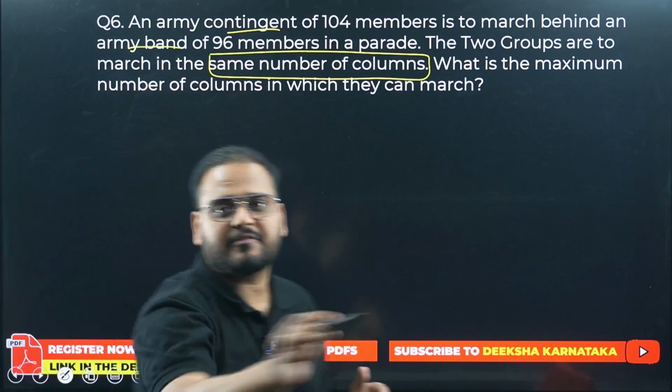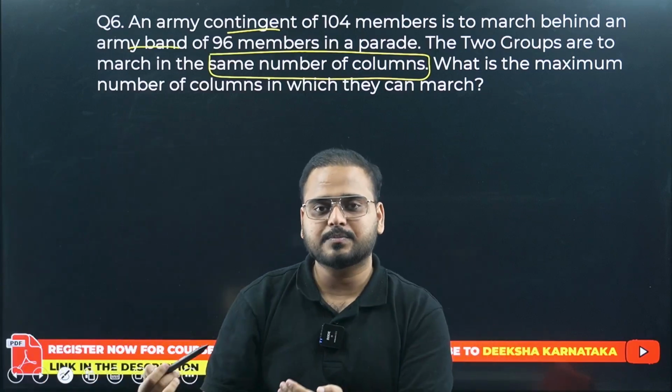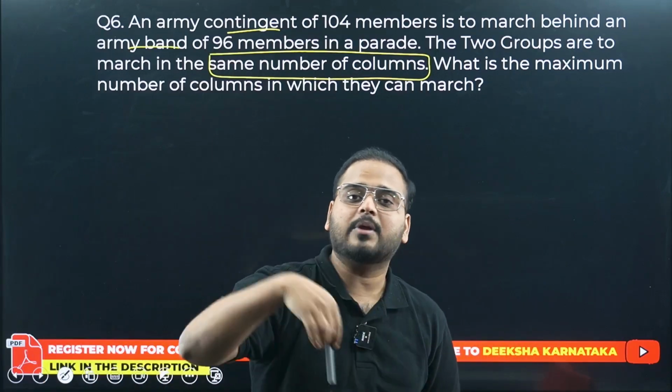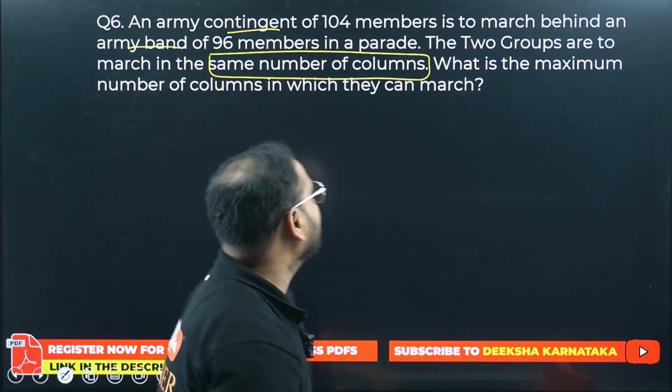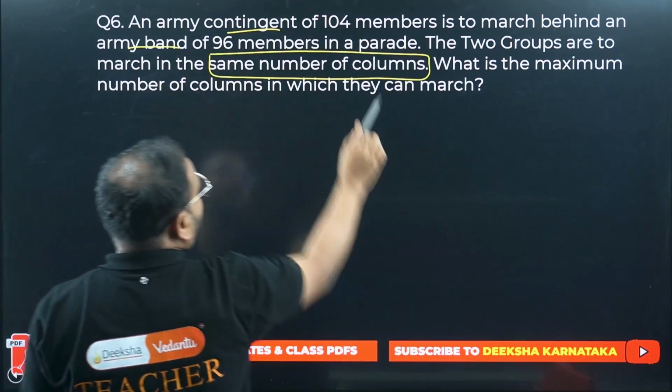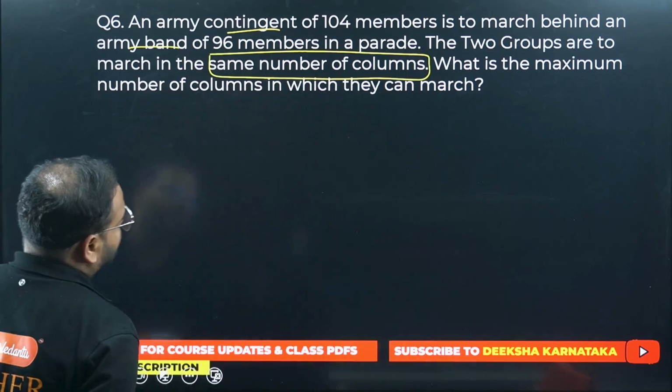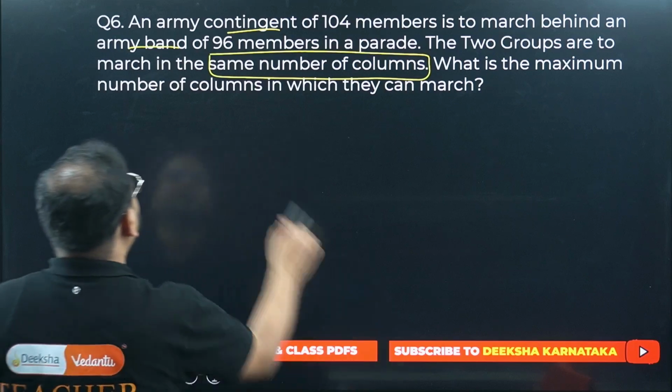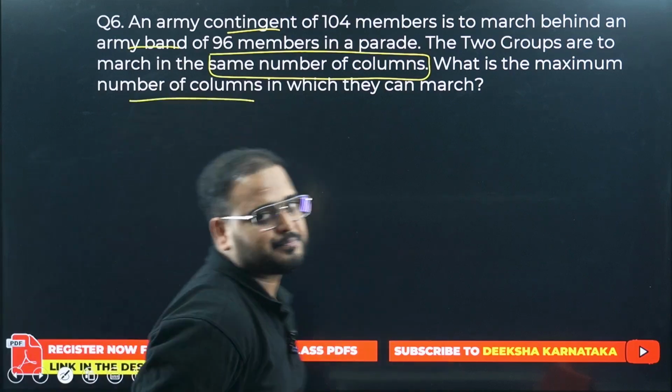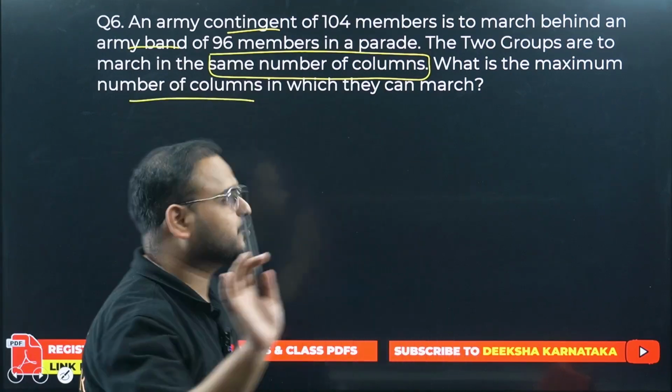So the army band will be in the front, then the members will be behind those people. Okay, so we have to think of how many numbers. We have to think of the rows, the same number of columns. What is the maximum number of such columns? Now think about it. I write the two numbers.